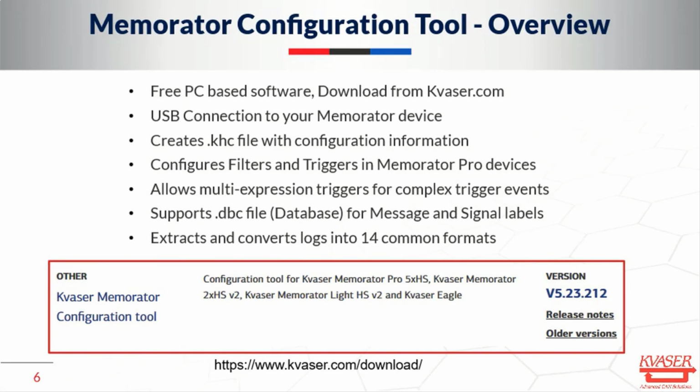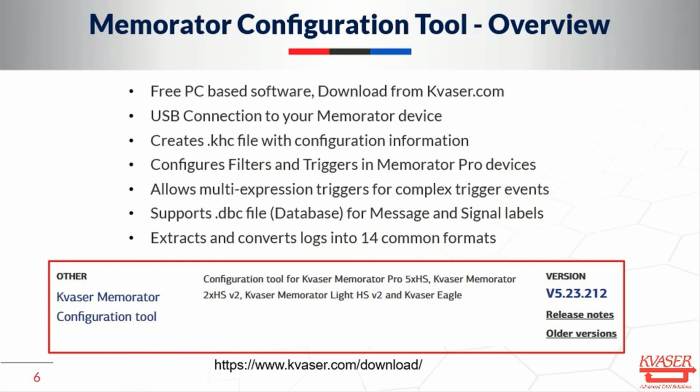I think the triggering is one of the most powerful features of the Memorator Pro, and I'll give some slight examples of the triggering coming up shortly. These do support a DBC file, so you can load one or more DBC files into Memorator configuration tools, and that allows you to do your configuration according to signal and message labels as opposed to hex characters. There actually is no raw hex capability for setting filters and triggers in Memorator configuration tools. And I'll get into defining messages and signals in a little bit.